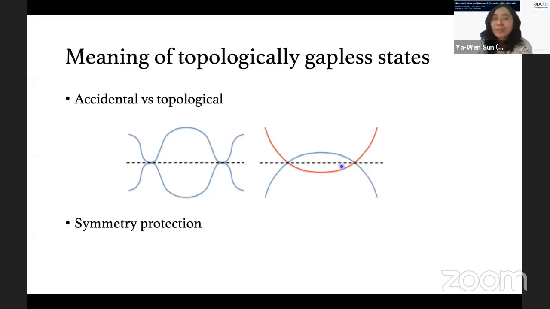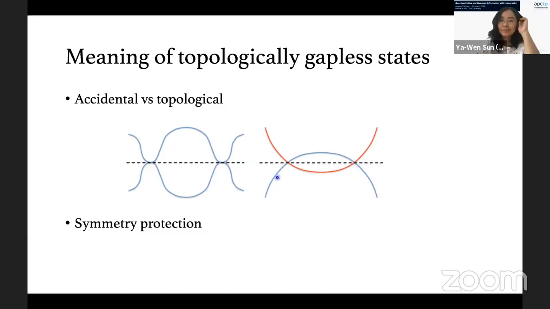And for symmetry-protected topological crossing nodes, we mean they can be gapped by some terms. But when we have a symmetry that forbids these terms, the system would still be topologically protected. So this is the case here.